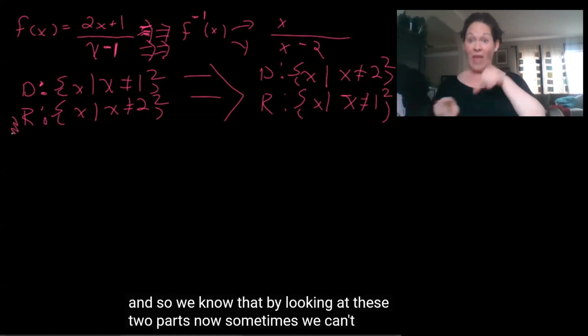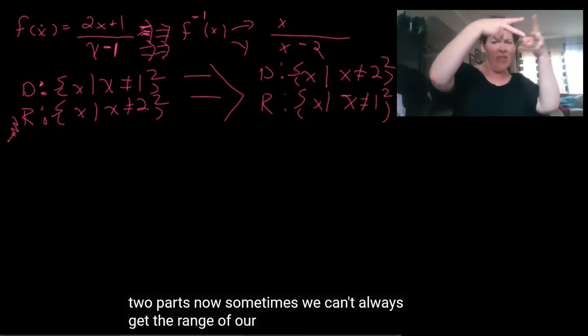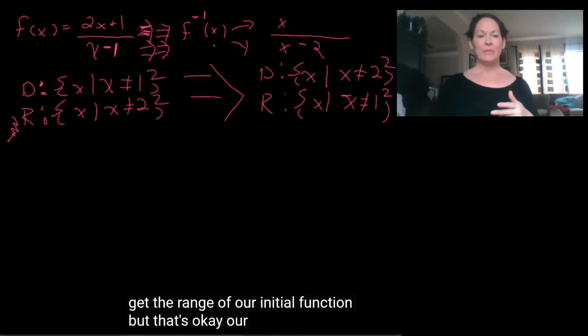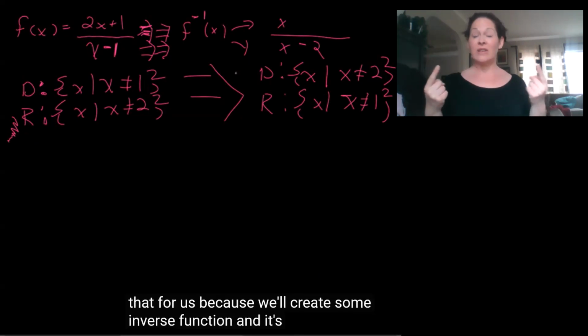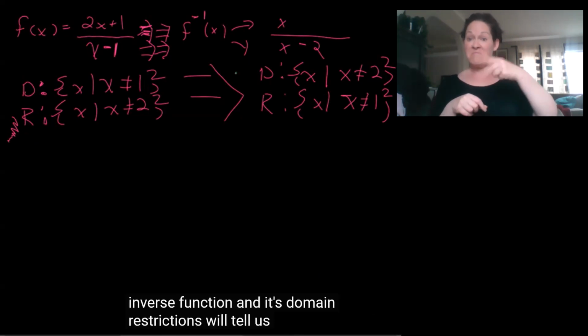Now sometimes we can't always get the range of our initial function, but that's okay. Our inverse will tell that for us, because we'll create some inverse function and its domain restrictions will tell us about the range.